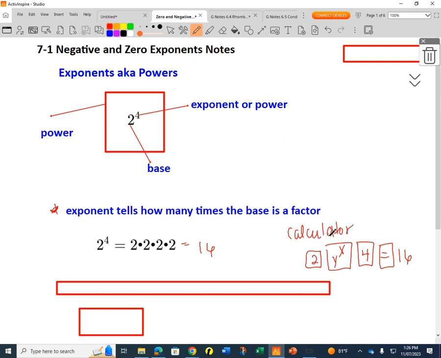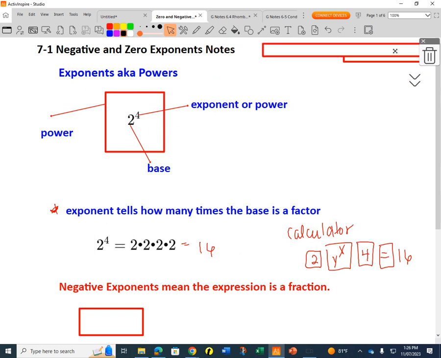Alright, so the next thing we're going to talk about is a negative exponent. A negative exponent means the expression is a fraction. I don't know how much you've worked with scientific notation. We're going to work with that a little bit tomorrow.